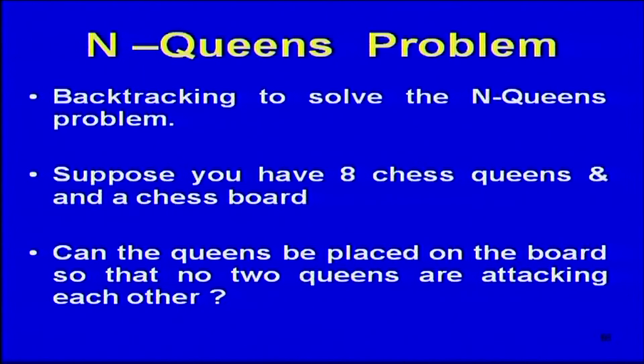The n-queens problem can be defined as follows. It is a backtracking problem to solve the n-queens. Suppose you have 8 chess queens and a chessboard. Can the queens be placed on the board so that no 2 queens are attacking each other? Now, what do you mean by this attacking? We will see that as we go along.